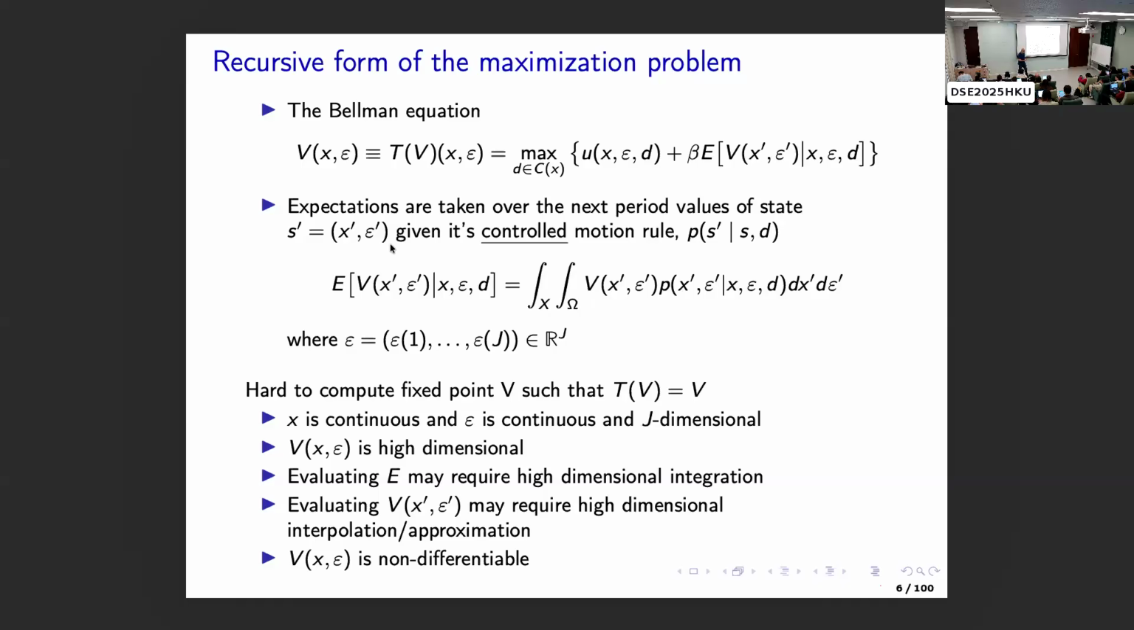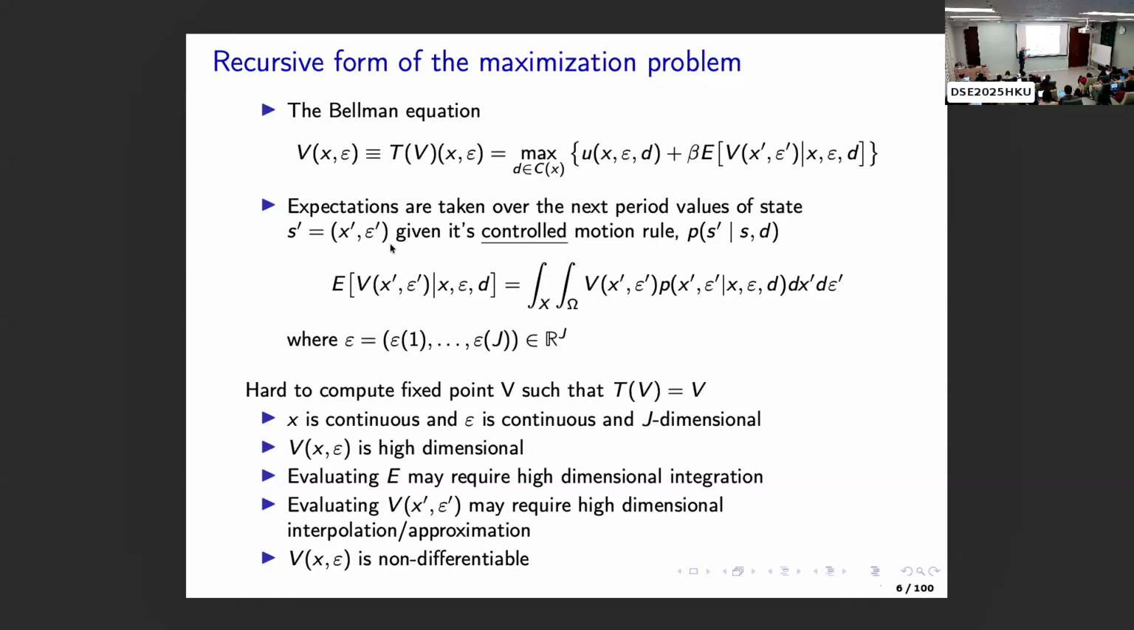Now, that sounds pretty easy, right? But it's not necessarily. Because this x here, even just in this case with Harold Sucker, is a continuous variable. And then there's a continuous J-dimensional variable epsilon. So you need to solve for a very high dimensional function. Because v is now a function of, I mean, that's the unknown of this equation, it's a function of x and this J-dimensional variable epsilon. So that's high dimensional.